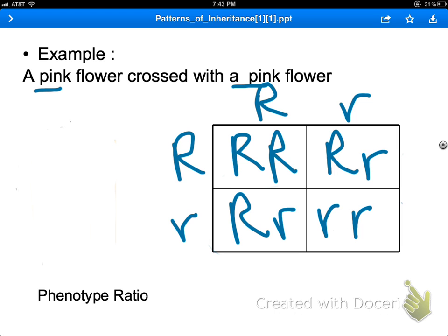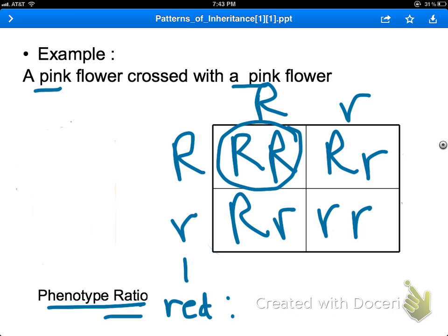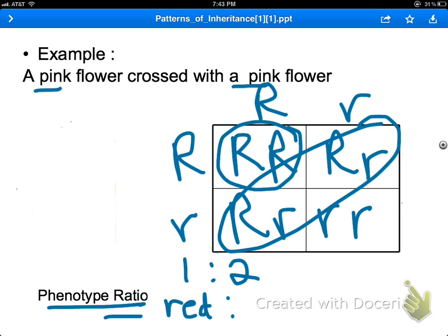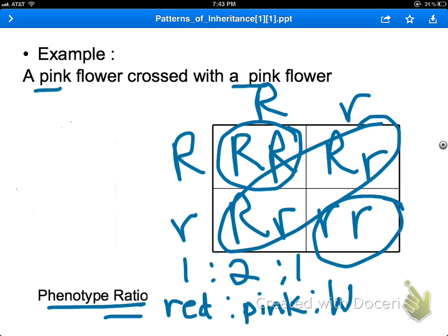And then we want to know the phenotype ratio. If I look at this, you have to be careful. Stop and think. I have 2 capital R's in 1 box, and this is going to give me the phenotype of red. I have 2 of the hybrids, and this is going to give me the color of pink. And lastly, this last box, which is 1 box, is going to give me the color white. So my phenotype ratio is 1 to 2 to 1.